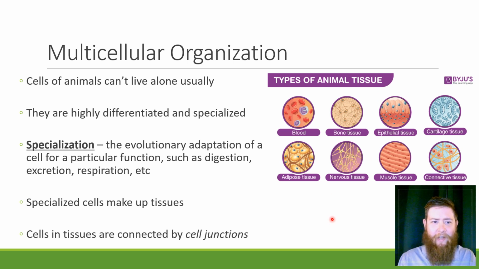These cells are connected by junctions called cell junctions. And there are different types of cell junctions, but the important thing here is that these different types of tissues are held together and have the same kind of function.